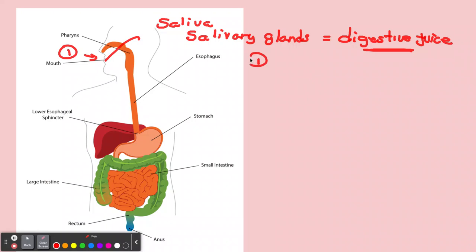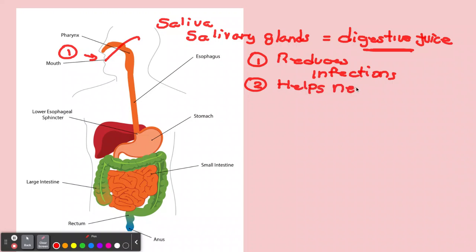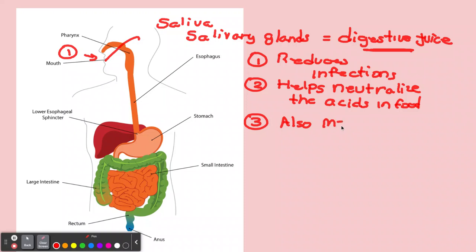And there are some important things about saliva also, right? So it reduces infections in the mouth. Any infections you might have from eating food. So that's important. Your gums and your teeth. Saliva helps neutralize the acids in food. So all this is happening when you're chewing. Also moistens food, so it's easier to swallow.